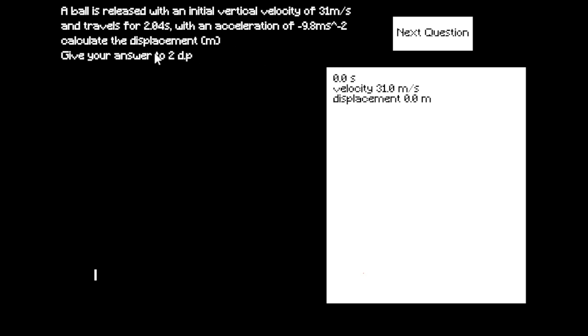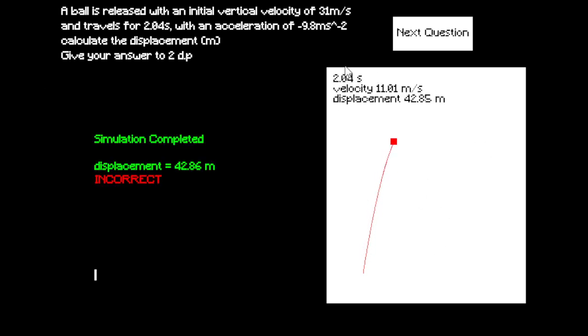This is a displacement question, so it tells you the initial velocity, and it travels for 2 seconds, and then you calculate the displacement. You put in what you think the answer is, and again, the simulation is going to run with those values. It's gone for 2.04 seconds, and the final velocity is 42, and then you can see it tells you the answer there, and we're incorrect.